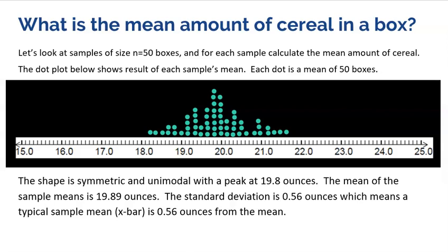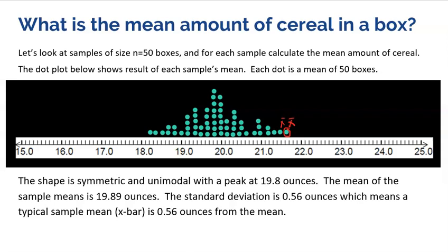So if we look at this display here, we have a bunch of dots, and every dot represents the mean of 50 boxes. So essentially, we have a bunch of x bars. Every single one of these dots is an x bar, another x bar, another x bar. For example, this dot right here was a box that weighed, let's see, 1, 2, 3, 4, 5, 6, about 21.6 ounces, somewhere in that neighborhood, right?